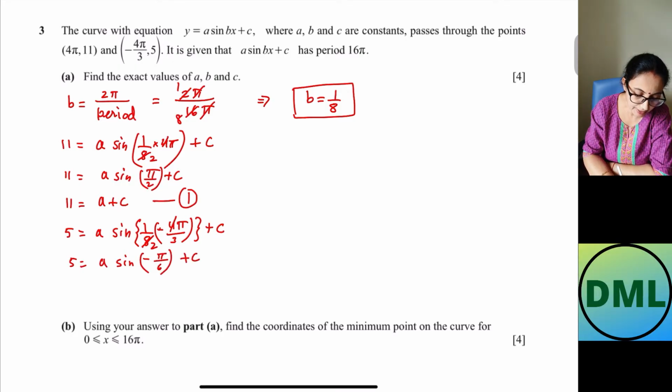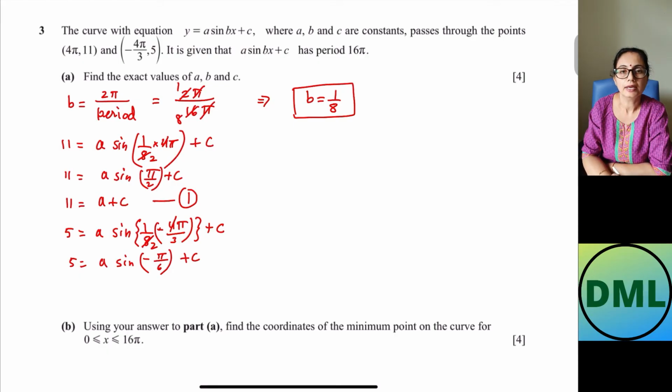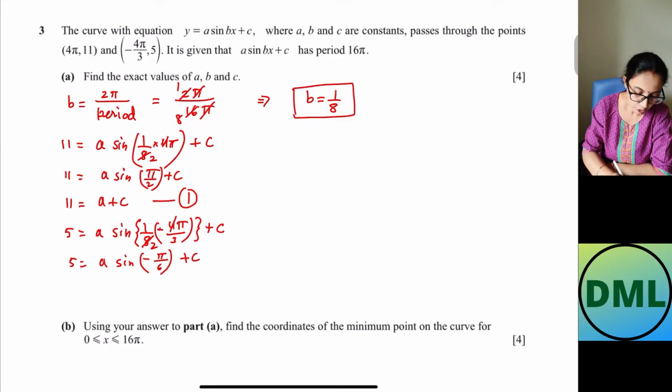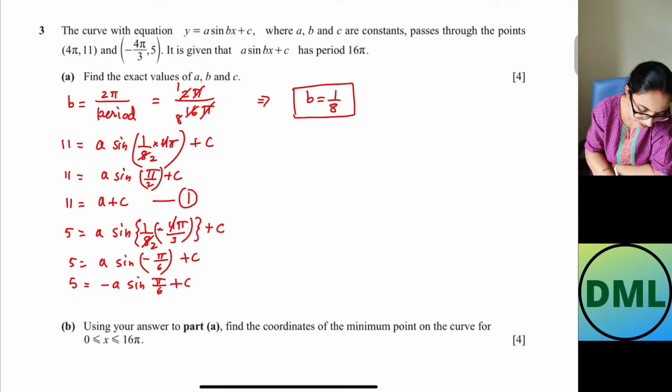We know that sine negative theta is negative sine theta because that is considered in the fourth quadrant. In the fourth quadrant, cos theta is positive but sine theta is negative. So the value for sine negative theta is negative sine theta. Let's substitute the value here. That will be equal to negative a sine pi by 6 plus c. Sine pi by 6 will be given by half. Let's substitute the value here: minus a half plus c.